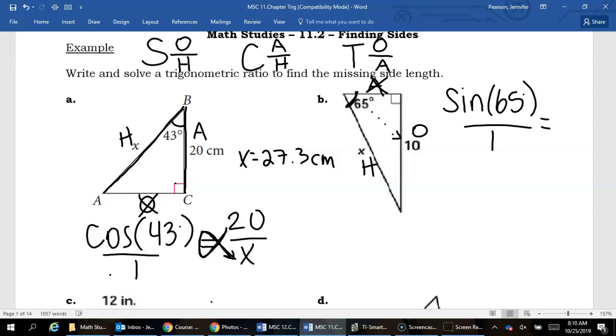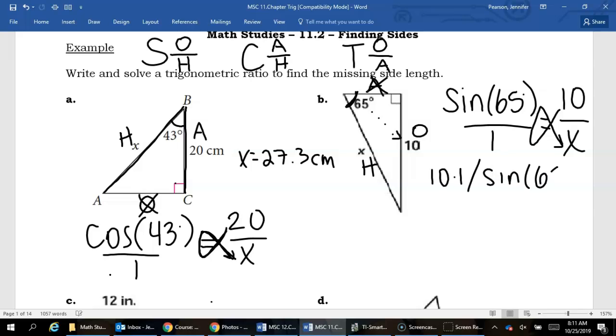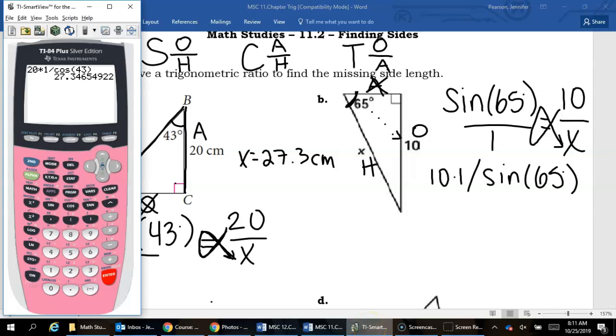My fraction will be the opposite, in this case that was by the 10, over the hypotenuse, and that was by the x. So I will cross multiply and divide: 10 times 1, which is still 10, but then divided by the sine of 65. Going to my calculator, that is 10 times 1. Don't really need that, but I like including it just in case you struggle with how to solve for a ratio.